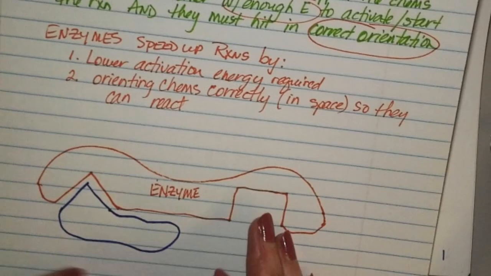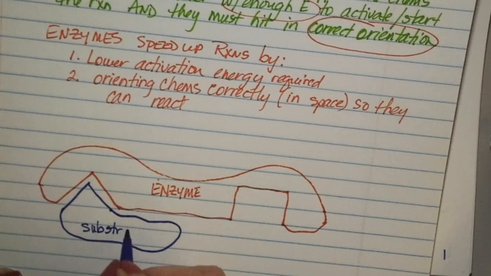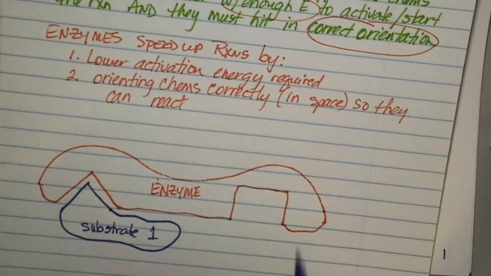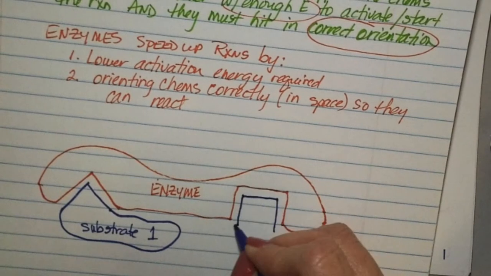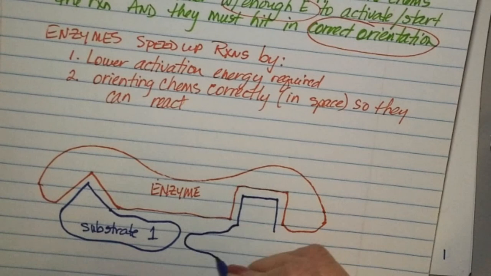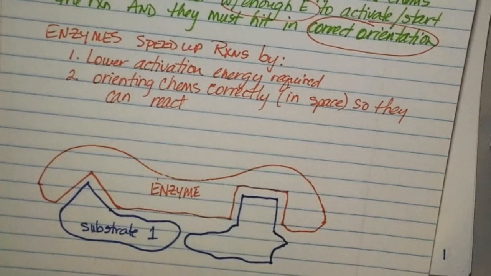And then there's going to be another chemical that it's going to chemically react with that fits over here. Looks a little bit like a mutated Texas. This is substrate number 2. And right in here is where they're going to chemically bond with each other.